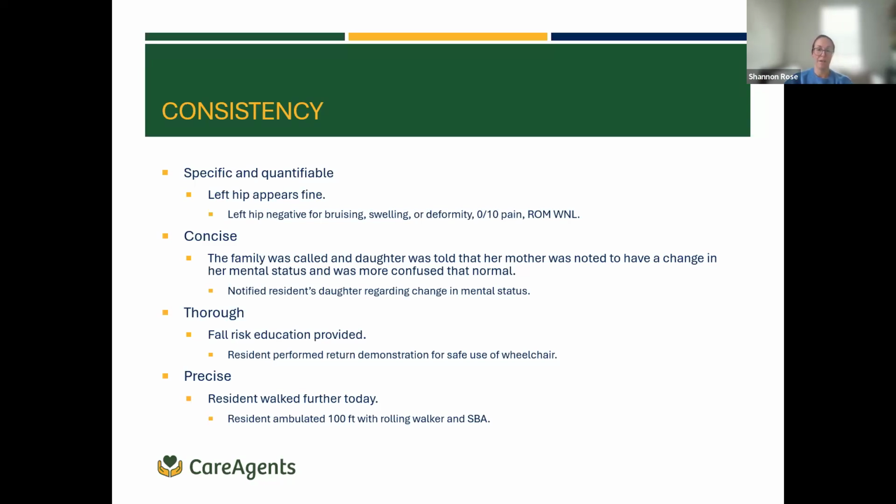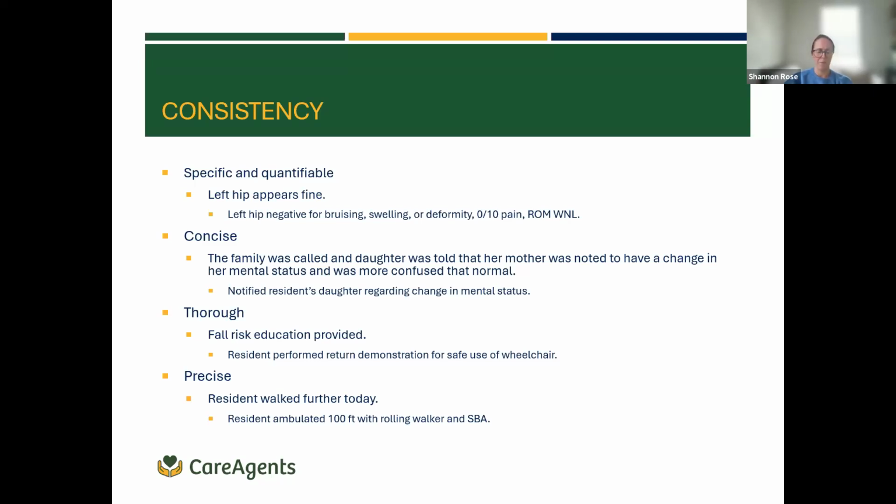Be thorough. An example of this is to have a resident demonstrate safe use of a wheelchair after providing education and documenting what actually occurred, rather than just writing fall risk education was provided.